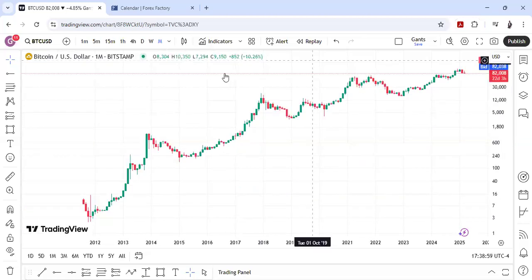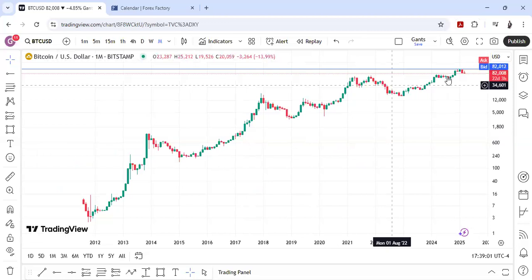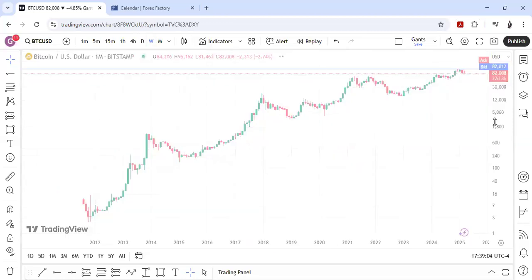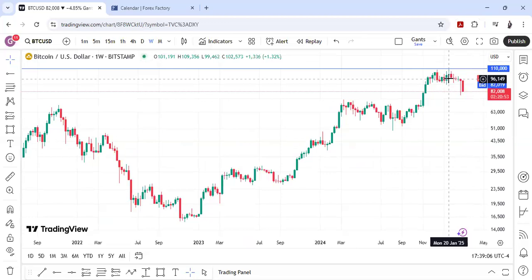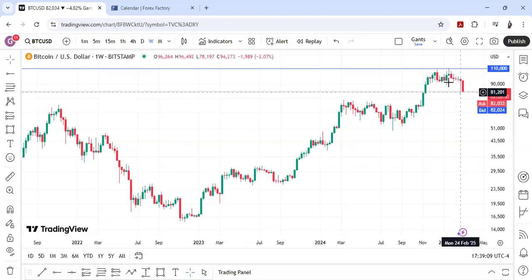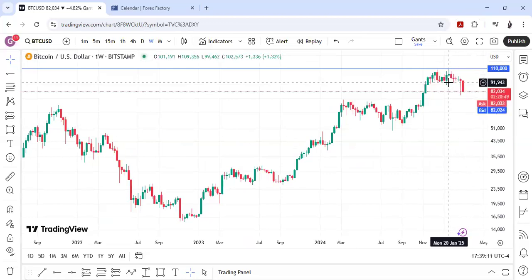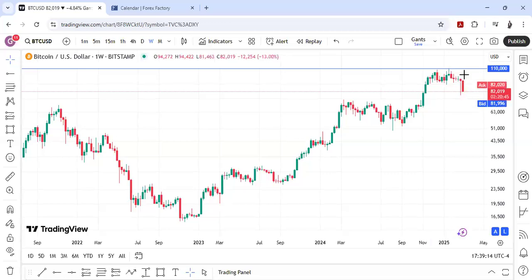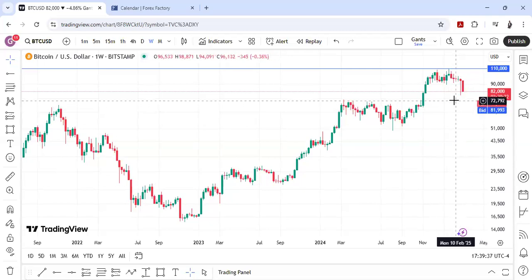Bitcoin has been declining gradually because it got to a point where I think it printed 110,000. Fell short of it, 109,356. That was the high it made, and it has aggressively traded to the downside. With the new policy, I think I heard that Donald Trump wants to pass an executive order or a bill that will make the American government reserve Bitcoin, something like that.